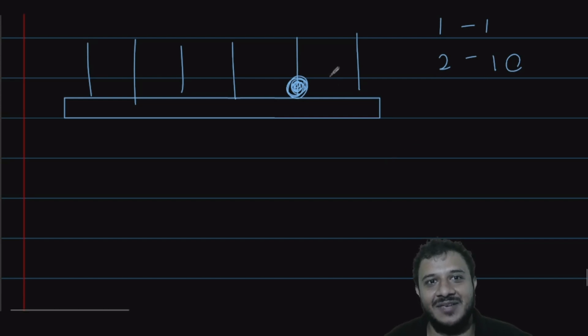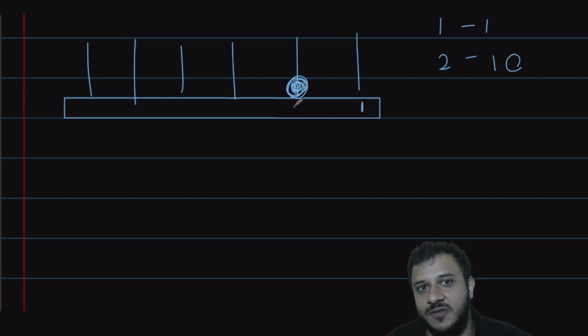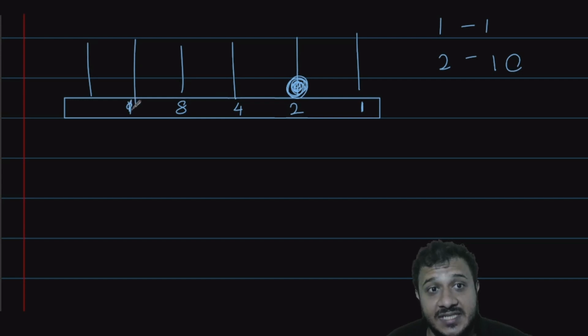Yeah. Then 3 means, yeah. What does it mean by a 3? A 3 means a 2. Now look here, this is the place value of 1, place value of 2, place value of 4, place value of 8, place value of what? 16 and place value of 32. Now it's easy for you to understand.